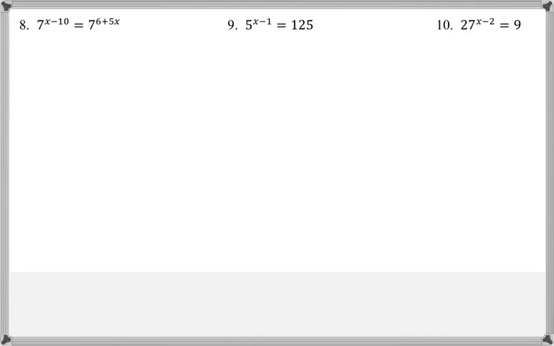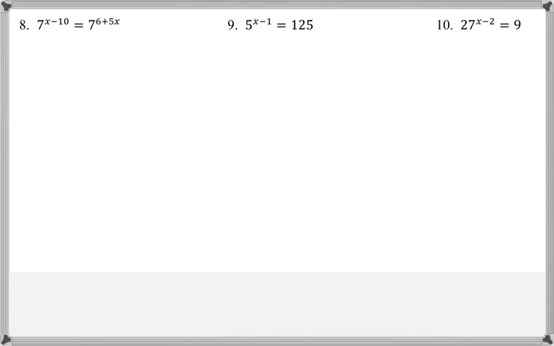The next part of the section is on exponential equations. Now, because this is an equation, both sides need to be equal. And if they have the same base, like they do here, then that means that the exponents have to be equal.